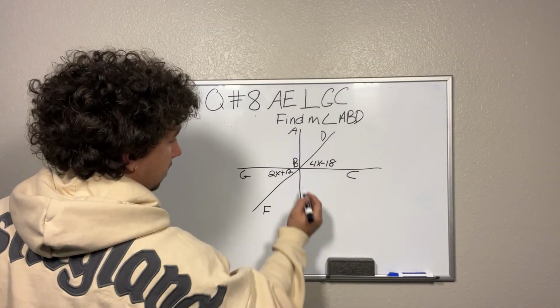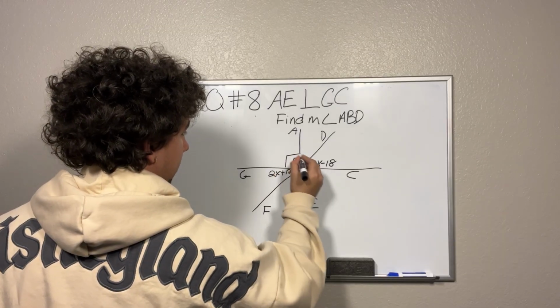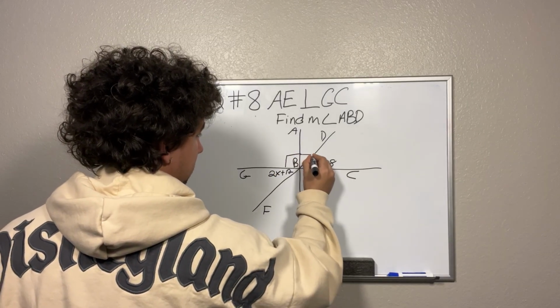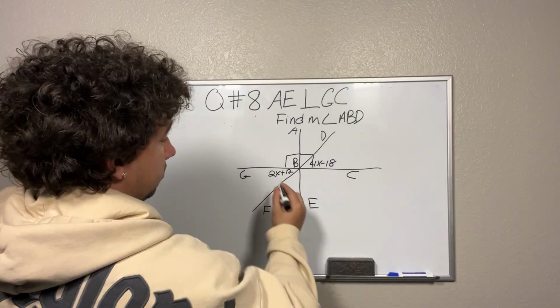So if I look at AE and I look at GC, that's telling me this is a right angle, and that also means that this is a right angle. So now the next thing I have to do is, provided here, what's the relationship here?